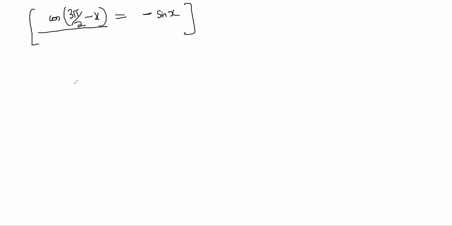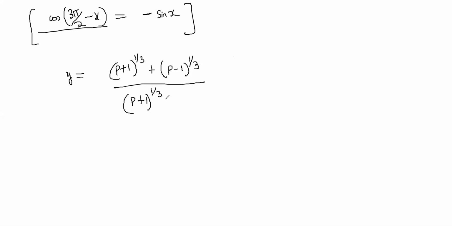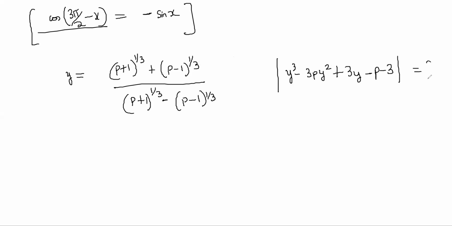The fifth question. y is equal to (p plus 1) to the power 1 by 3 plus (p minus 1) to the power 1 by 3, divided by (p plus 1) to the power 1 by 3 minus (p minus 1) to the power 1 by 3. And you have to find the value of y cube minus 3py square plus 3y minus p minus 3, right? Yes, sir. Okay.